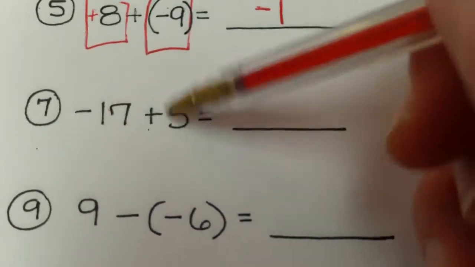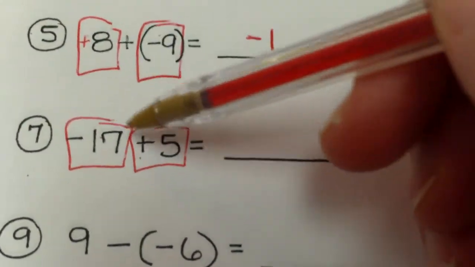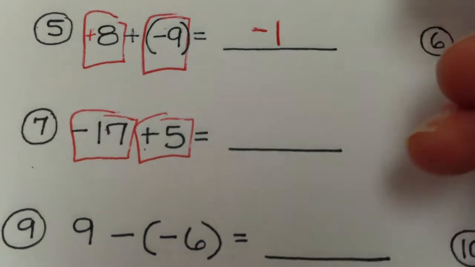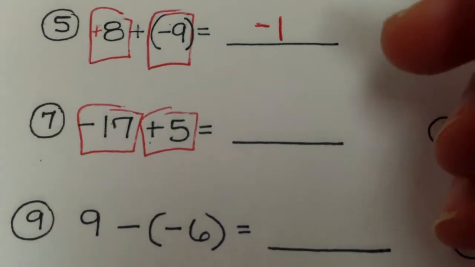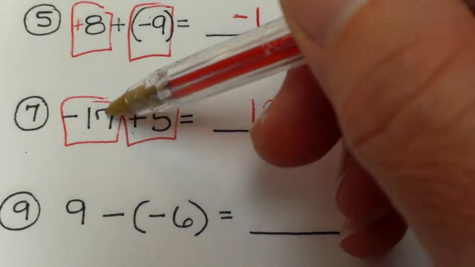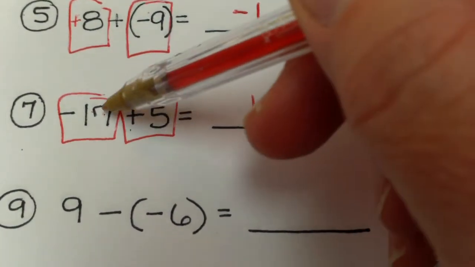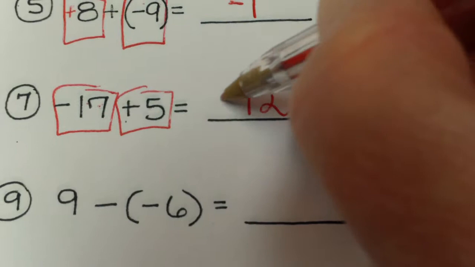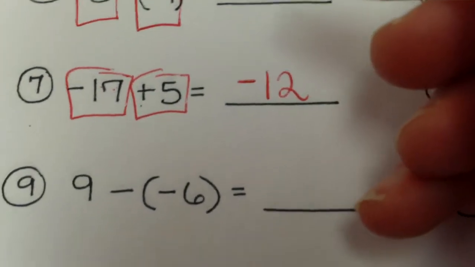Number 7, no double negatives, so we box and box. Negative and a positive, so signs are opposite. Opposite signs subtract. 17 minus 5 is 12. Looking for the larger digit, 17 is larger than 5. 17 has a negative with it, therefore your answer gets a negative.